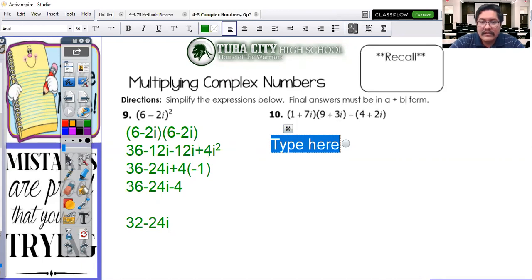So let's go ahead and use our FOIL method. So this is going to be 1 times 9. Outside numbers, so that's 1 times 3i, so plus 3i. Inside numbers here, so 7 times 9, that'd be 63i.